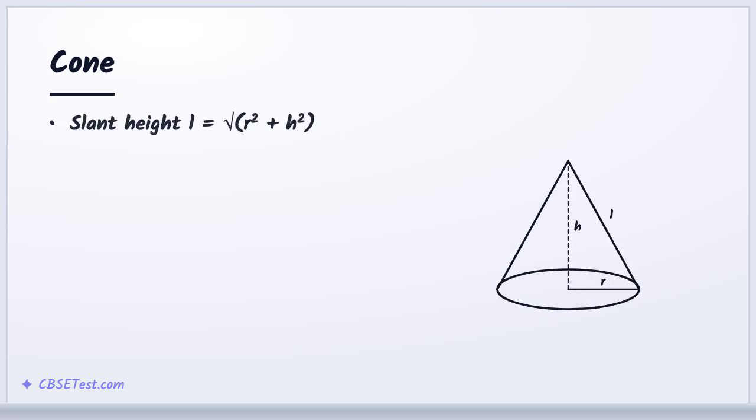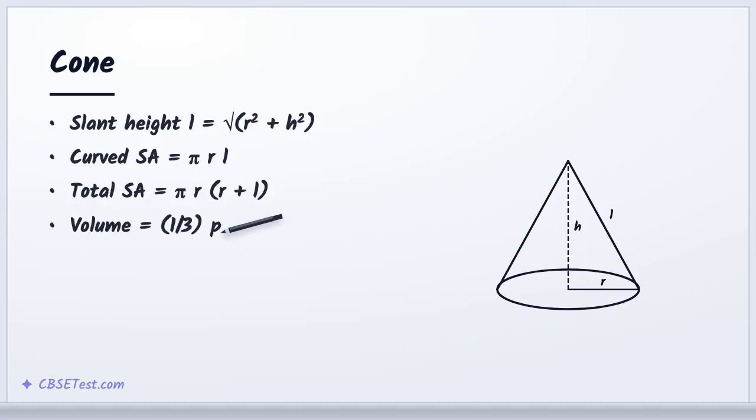A cone's slant height is the square root of r² + h². Its curved surface area is πrl, total surface area πr(r + l), and importantly, its volume is 1/3 πr²h, a third of the matching cylinder.